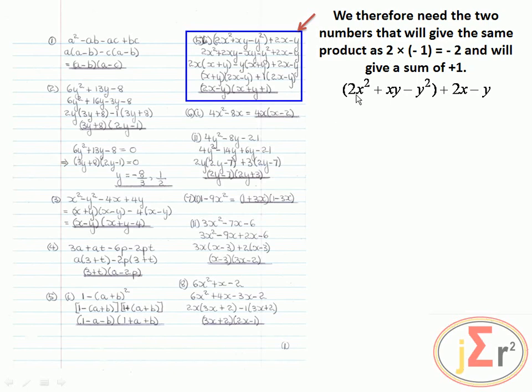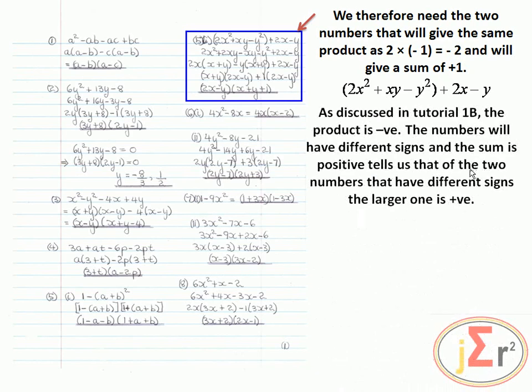The coefficient of x squared, which is A in this particular case, is 2. And C, the one at the end, the coefficient of y squared, is -1. Multiply them, we get -2. And the sum, which is the middle coefficient, is +1. As discussed in tutorial 1B, the product is negative, so the numbers will have different signs, and the sum is positive, which tells us that of the two numbers that have different signs, the larger one is positive.